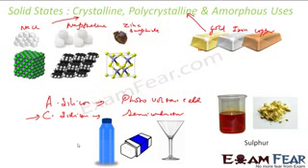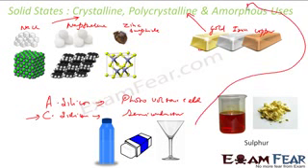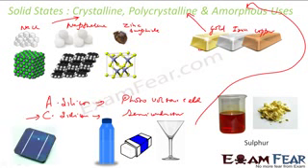And plastic, rubber, and glass are my amorphous solids. These are examples of amorphous solids. This is my crystalline silicon. Actually, it's also used in semiconductors.